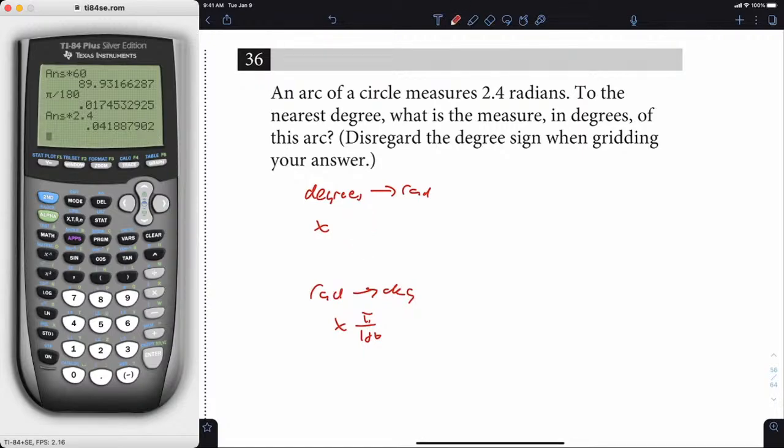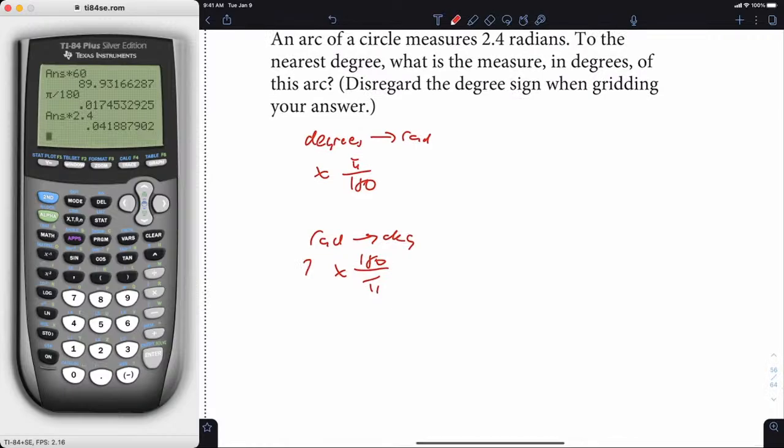Sorry about that. When you're doing degrees to radians, that's when you need to do pi over 180. And when you're going radians to degrees, that's when you do 180 over pi. Almost messed that up. So then we're going to do 2.4 times 180 over pi. Let's do 180 over pi, and we're going to multiply this by 2.4. 138. Done.